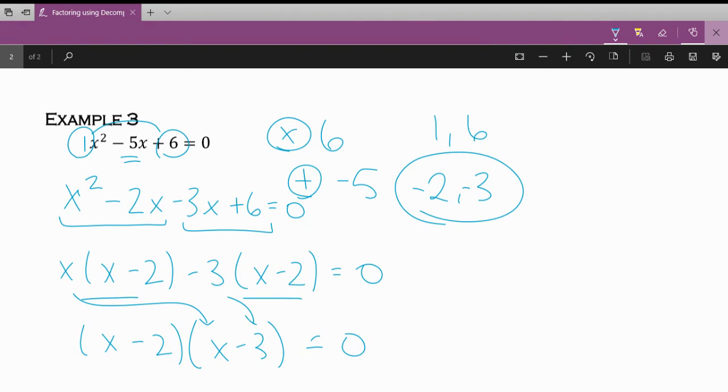Okay. Now, when I'm doing a decomposition with a simple trinomial, note that the numbers that I originally picked were negative 2 and negative 3, and those are the same numbers here. So this is where our shortcut will come into play, but we'll look at that at another date.